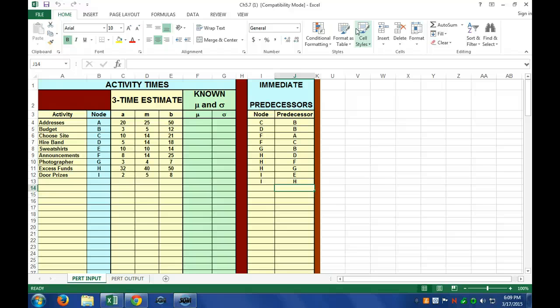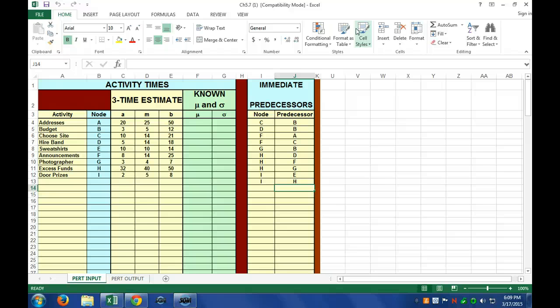D waits on B to finish. F waits on A to finish. And you'll see some of them have multiple relationships. For example, H, determine excess funds, waits on D, F, and G. So I have to enter all 3 of those separately. H waits on D, H waits on F, and H waits on G.